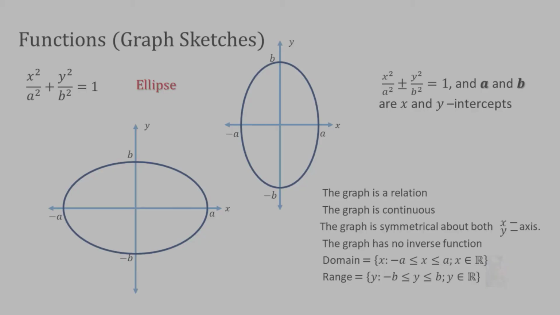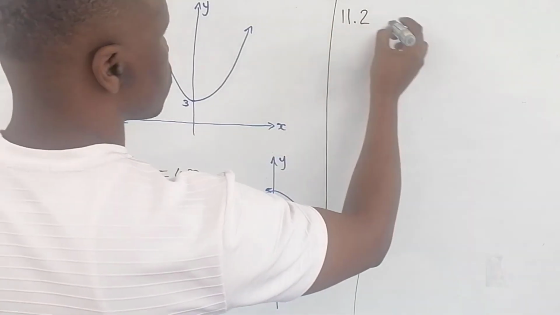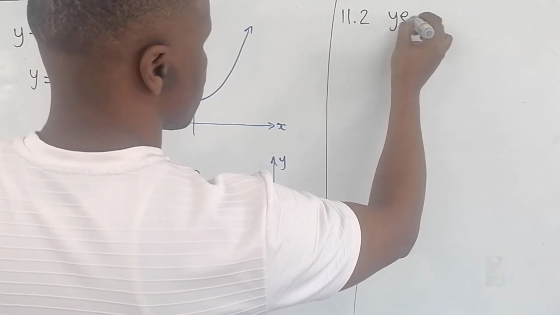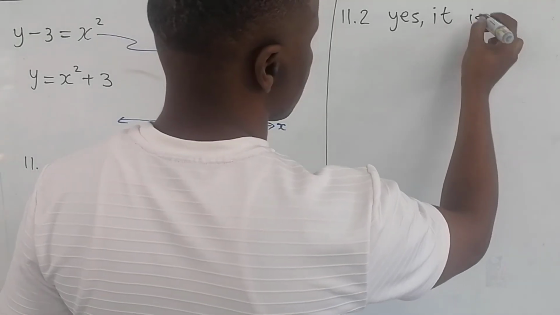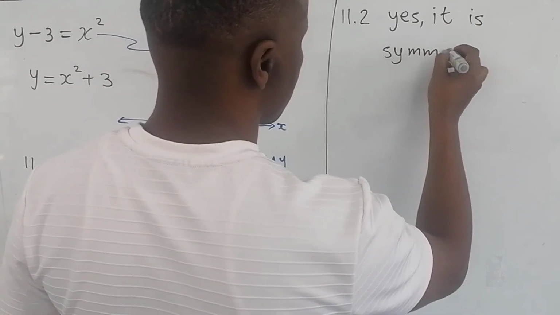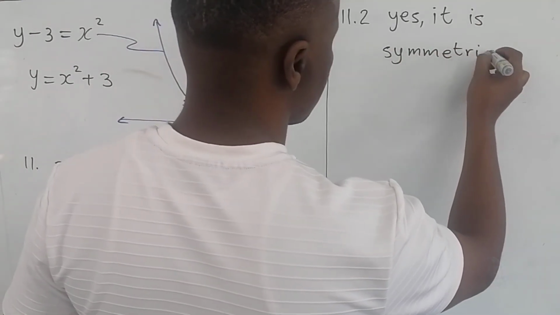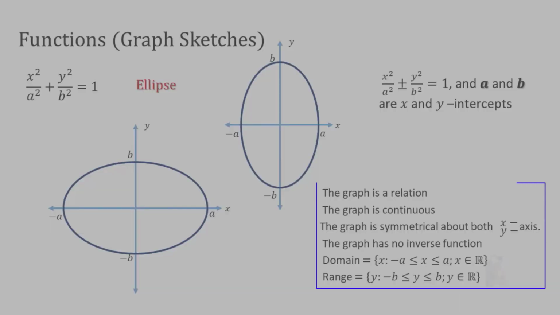We have a follow-up question from the previous one. The question was asking us if this curve is symmetrical about the y-axis. Yes, it is symmetrical about the y-axis. As you can see, it is. In fact, it is also symmetrical about the x-axis as well. So this is a good follow-up question. You can see it on its features.